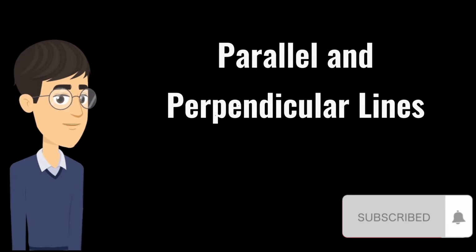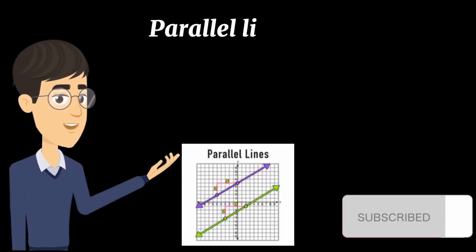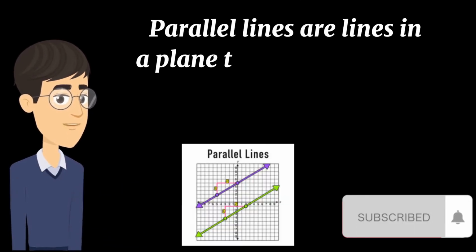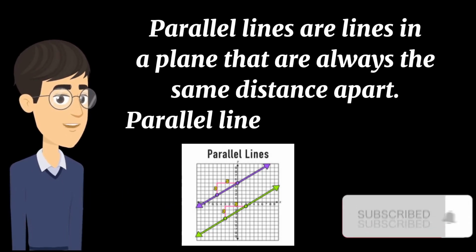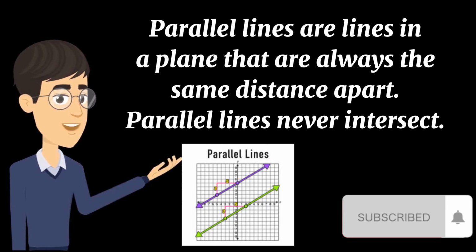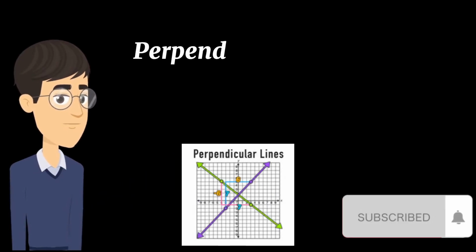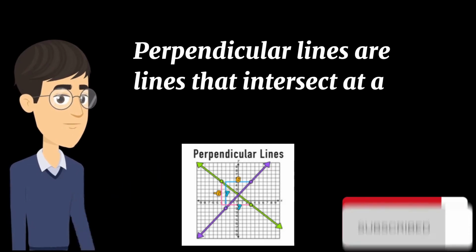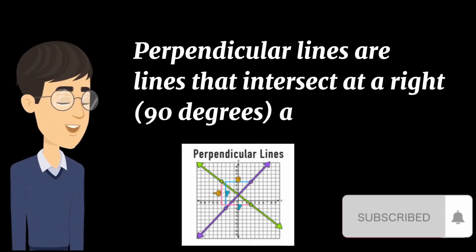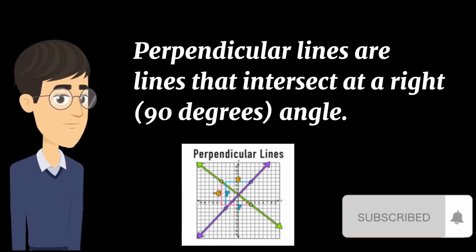Concept of parallel and perpendicular lines. Parallel lines are lines in a plane that are always the same distance apart. Parallel lines never intersect, while perpendicular lines are lines that intersect at a right 90 degrees angle.